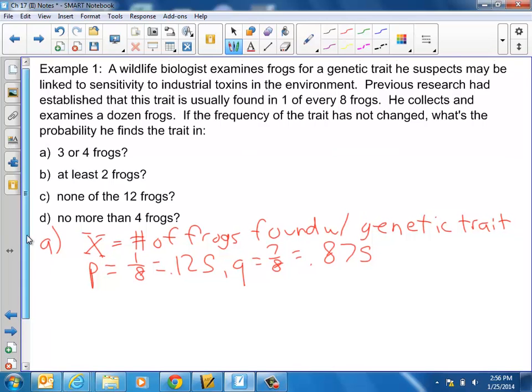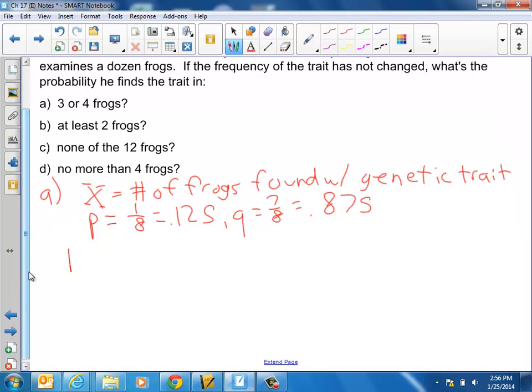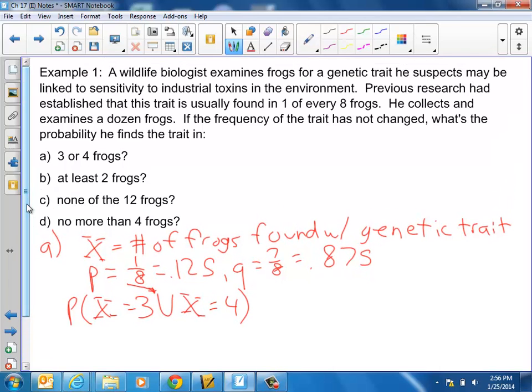Okay, so we care to find the probability that X, the number of frogs found with this genetic trait, is either equal to 3 or equal to 4. Now, just because I use this union symbol right here doesn't automatically mean that I have disjoint events in capital X equaling 3 or capital X equaling 4. But let's think it through.